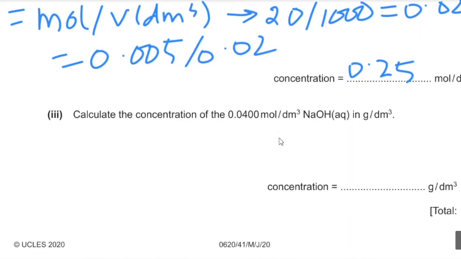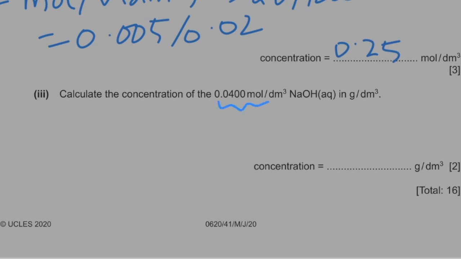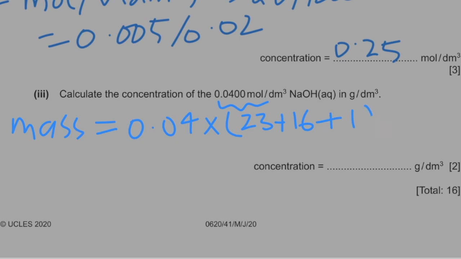3. Calculate the concentration of 0.04 mole per dm cube sodium hydroxide in gram per dm cube. Basically, all you have to do over here is convert this mole into mass. Since mass is equal to number of moles multiplied by the molecular mass, we have moles multiplied by the molecular mass of sodium, which is 23, plus oxygen has 1 atom. Similarly, hydrogen only has 1 atom. So this is 0.04 multiplied by 40. And so we have the answer as 1.6 gram per dm cube.